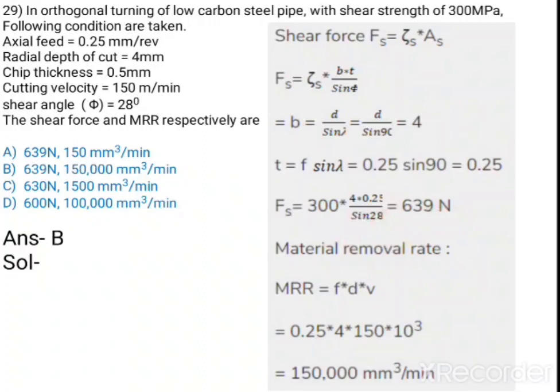Then we have to find out material removal rate, that is mm cube per minute, so you have to use f into d into V. So f d into V, with 150 meter per minute. Convert that meter into mm, so 10 raised to 3 here, so you will get mm cube per minute, and that is nothing but B. Sorry, here it is B, not A, B is right for that.